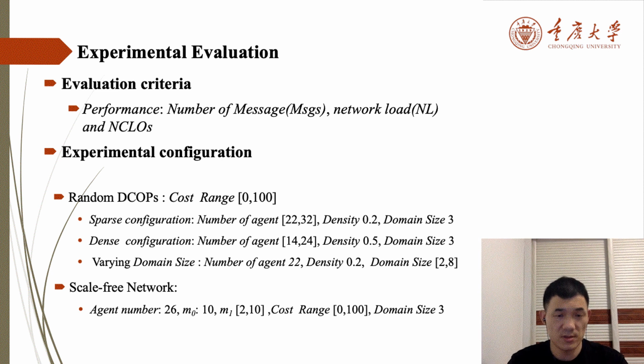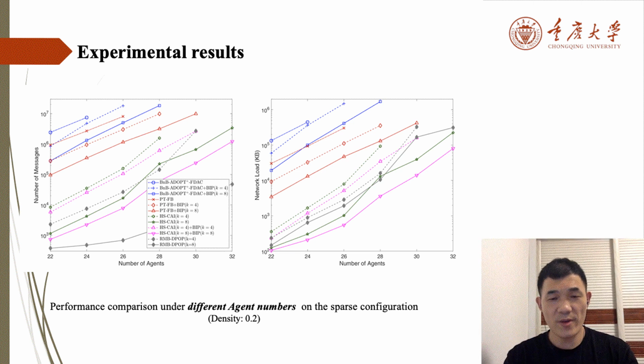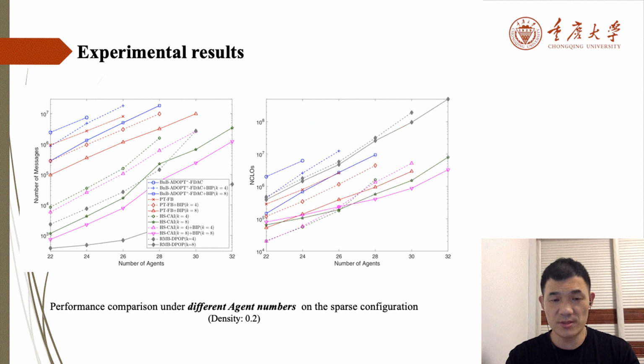At last, we present our experiment results. Here are the evaluation criteria and the experimental configuration. That figure presents the experimental results under different numbers of agents under the sparse configuration. These BIP-based algorithms exhibit superiorities over their originals, and the advantage expands as k increases.